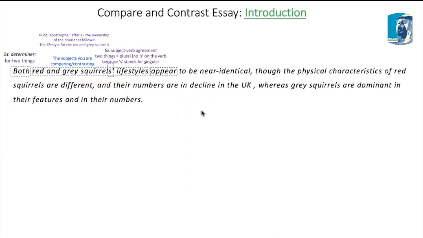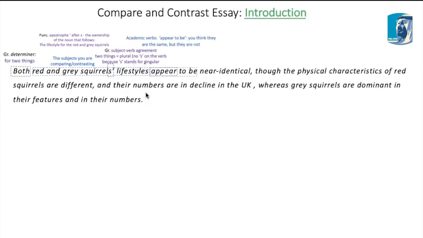And don't forget that the verb here is appear, so we have our subject, both red and grey squirrels' lifestyles, that's the actual subject position. Our verb has to match. Where things are plural, do not put an S on the verb. Okay, so this is known as a plural verb. If you remember that S stands for singular, you only put S on the verb to make it singular when your subject is singular. Okay, or if it's uncountable, a noun which is uncountable.